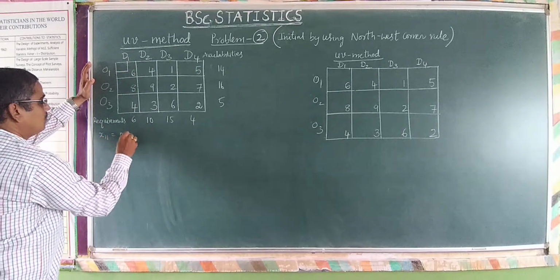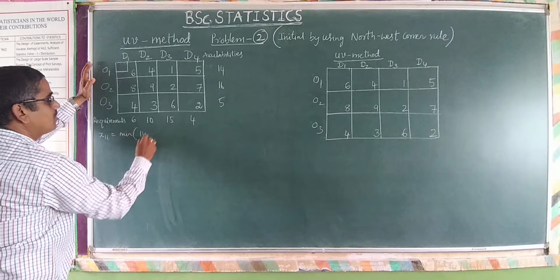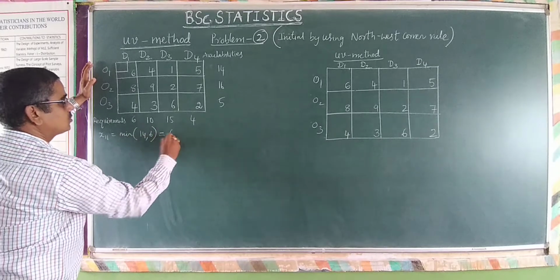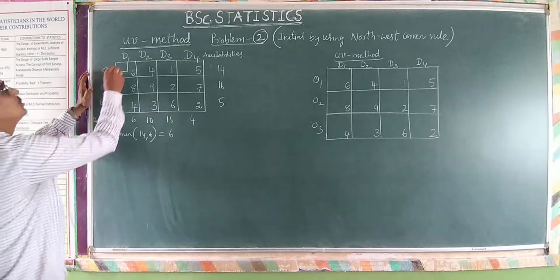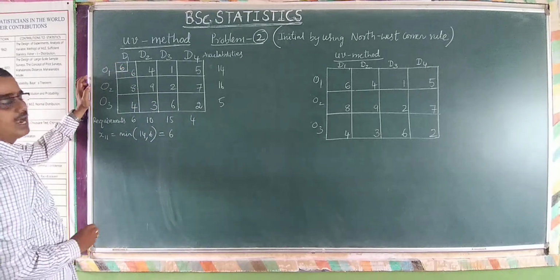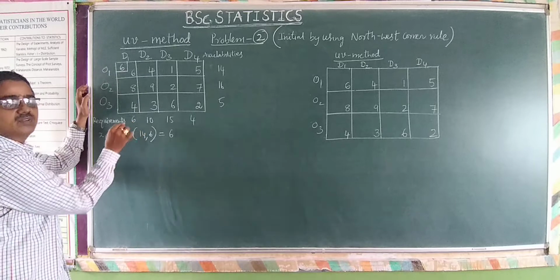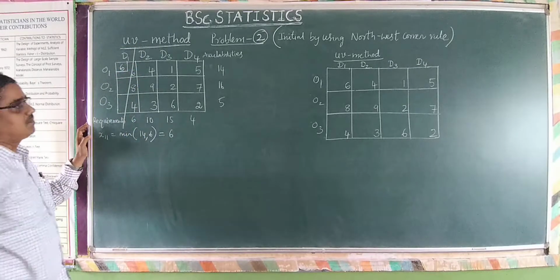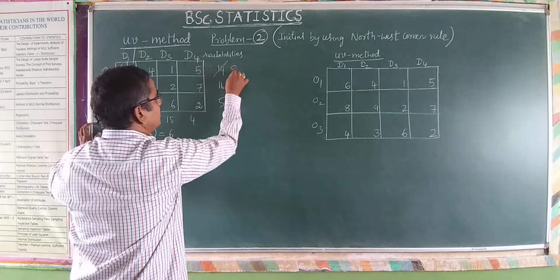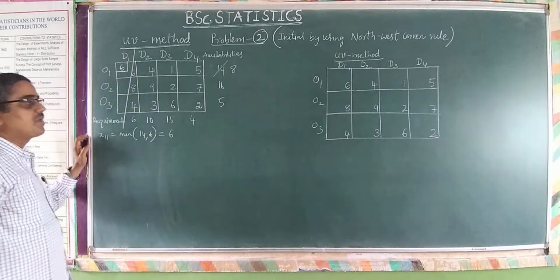equal to the minimum of 14 availability and 6 requirement. So 6 is the minimum of 14 and 6. So allocate 6, and since the requirement 6 was satisfied, cancel this first column, and the remaining availability is 8. And now prepare the next table.